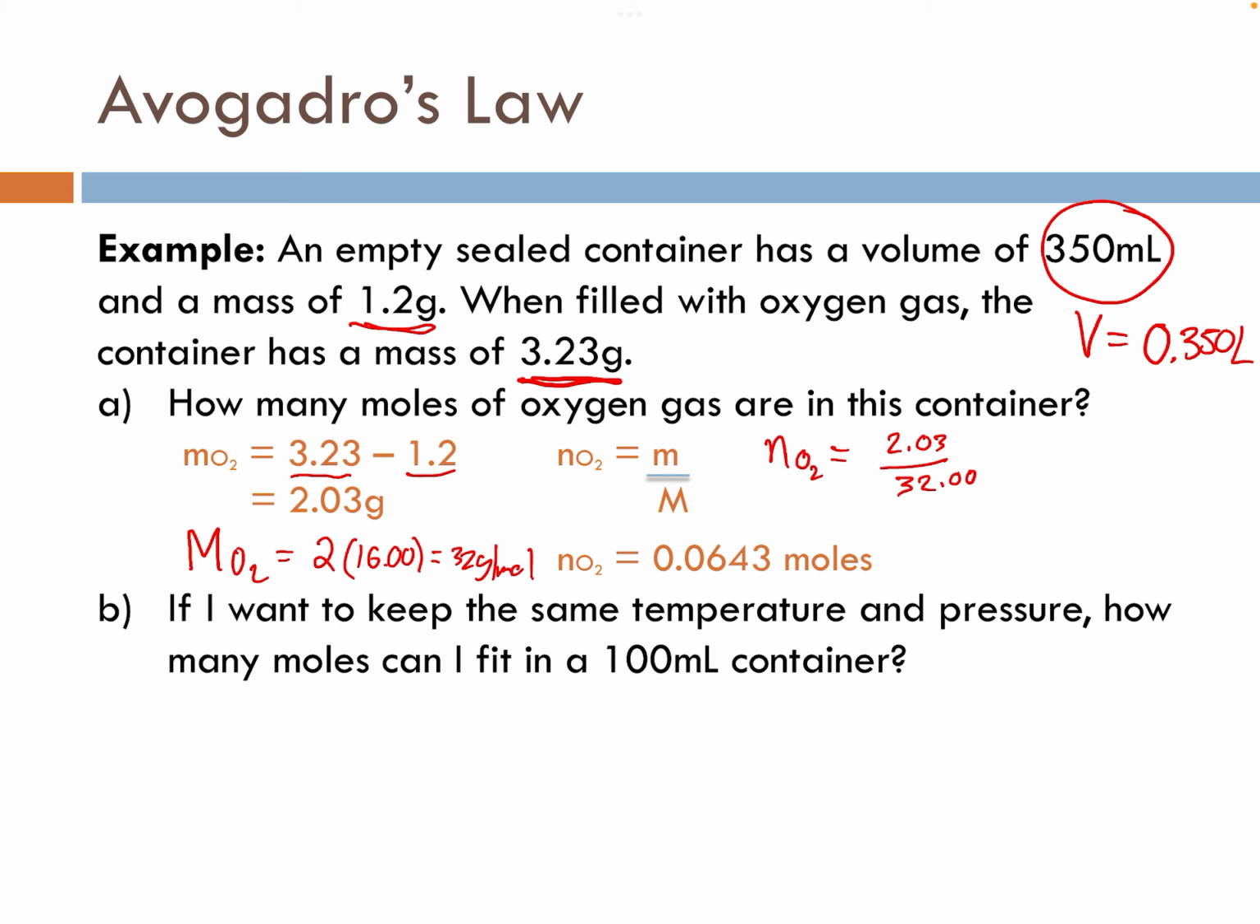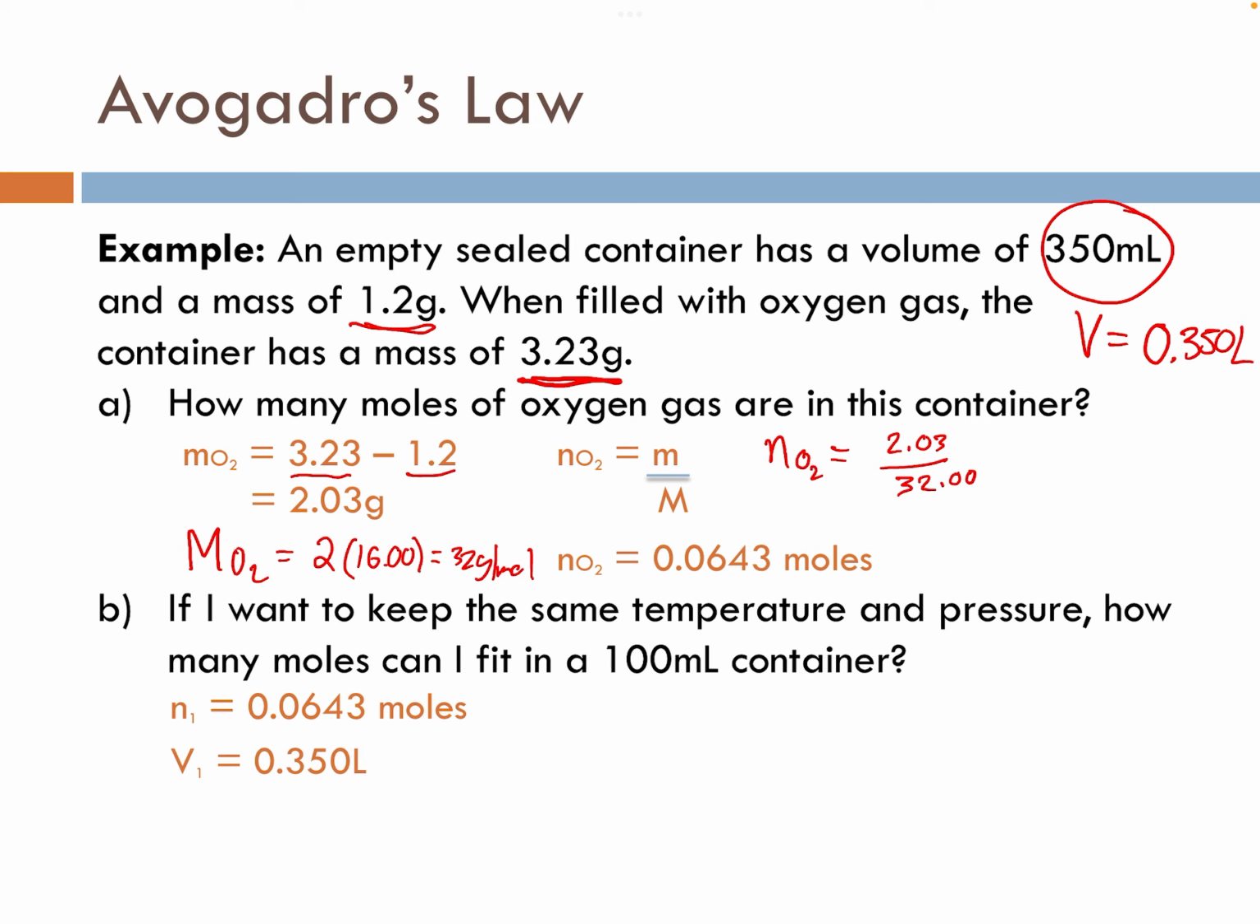But if I want to go a little bit further, now let's imagine I want to keep the same temperature and pressure, and imagine how many moles of oxygen gas could I now fit into a 100 milliliter container. Well, this is where Avogadro's law will come in. So I'll write down the things I know. In my initial container, I had 0.0643 moles of oxygen gas. That's my N1, my initial moles.